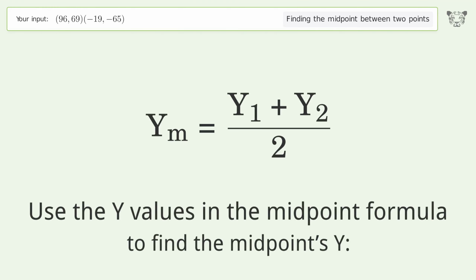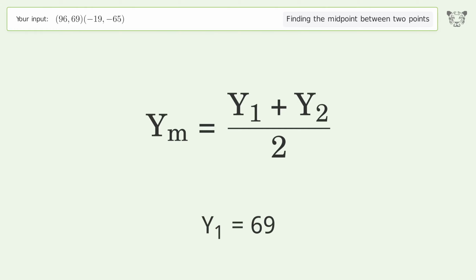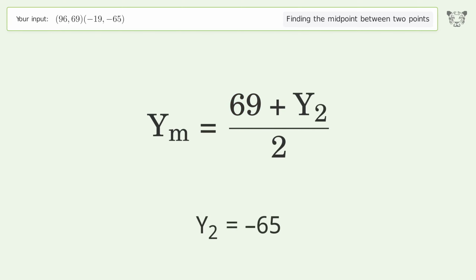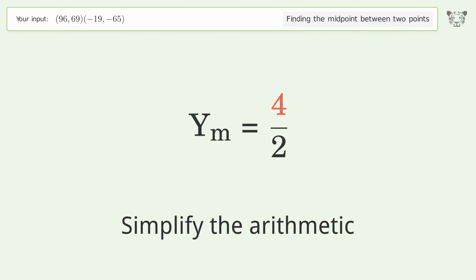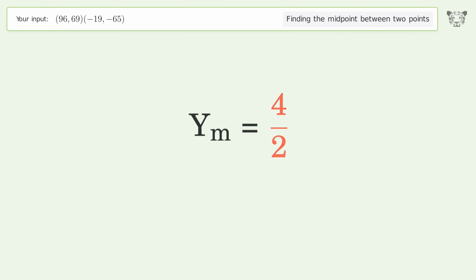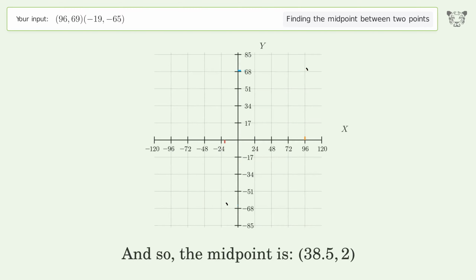Use the y values in the midpoint formula to find the midpoint's y. y1 equals 69. y2 equals negative 65. Simplify the arithmetic. And so, the midpoint is 38.52.